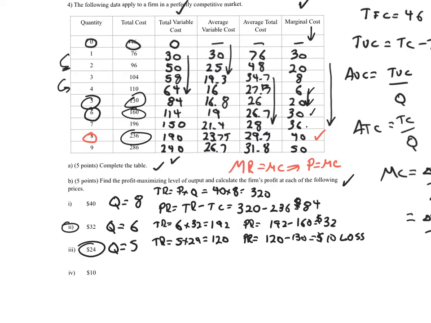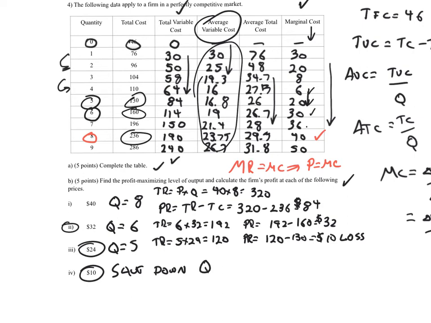On the other hand, when the price falls to 10, we can look at our average variable cost column, and we can see nowhere does it go below 10. So that means we are going to shut down, because our price has fallen below average variable cost. So the quantity is equal to 0. We're going to have a loss equal to our total fixed costs, and our total fixed costs we calculated before equal 46.